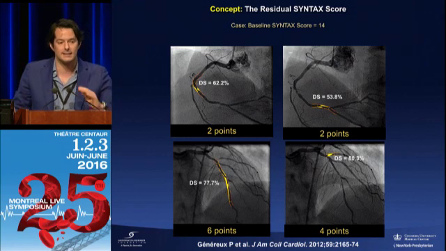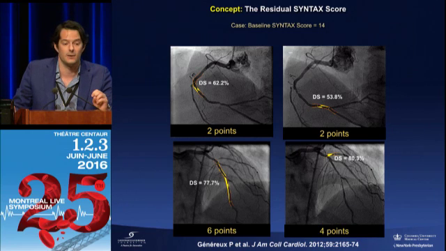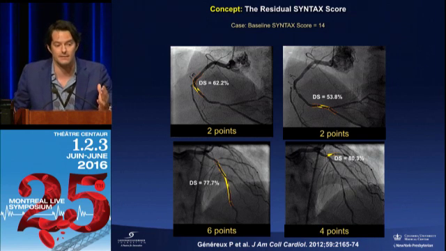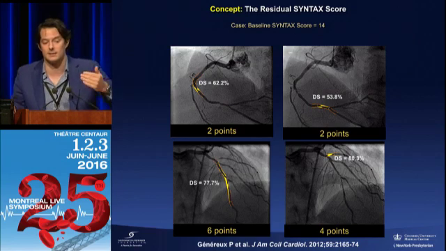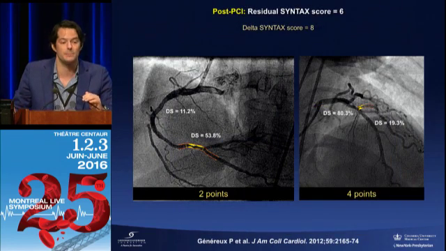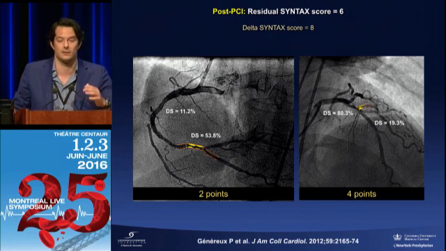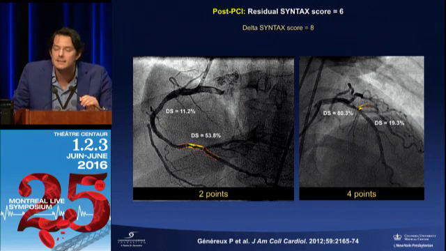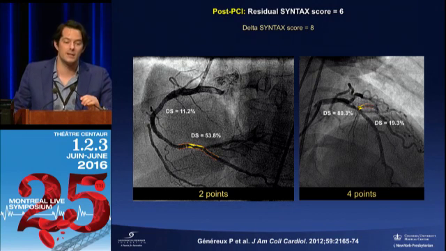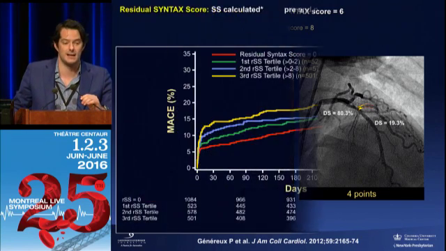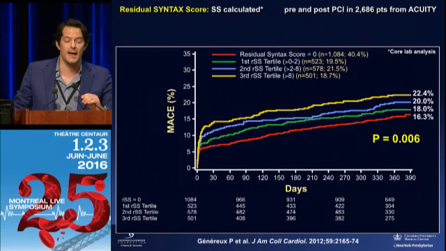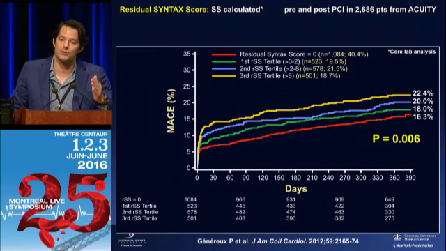And this is the concept, for example, if you have this 2-vessel disease with a SYNTAX score of 14, the distal RCA and the diagonal, and you do the PCI, you remove 8 points and you're left with only the diagonal and the intermediate lesion of the RCA, so you have a residual SYNTAX score of 6. And like I said, we determined actually that the residual SYNTAX score of 8 was the cutoff where you start to change prognosis if you leave more behind.